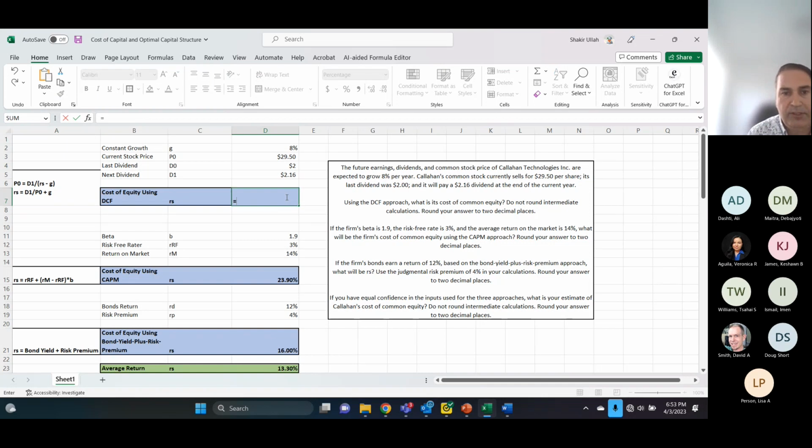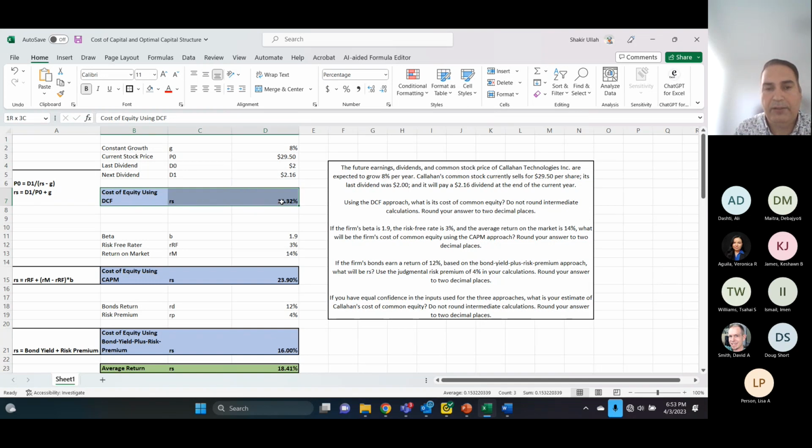We take that information, D1, which is 2.16, that is given to us, divided by P0, the current price, 29.5, and plus G, the growth rate, which is 8%. That is the cost of equity using the discounted cash flow model or dividend discount model.